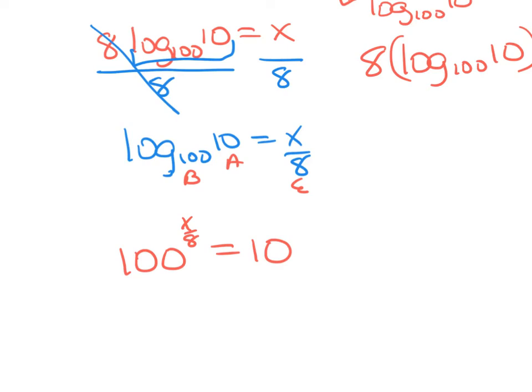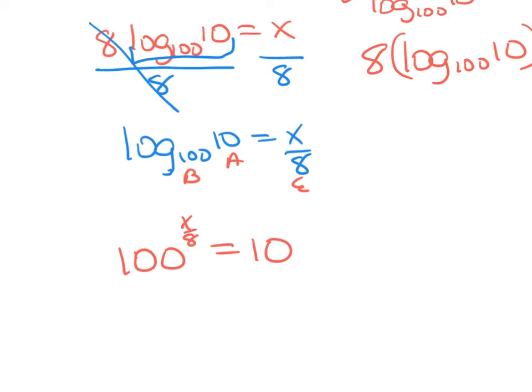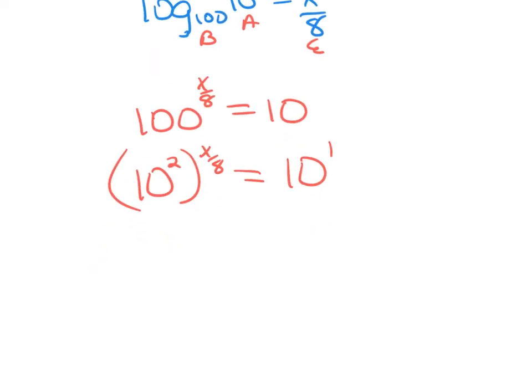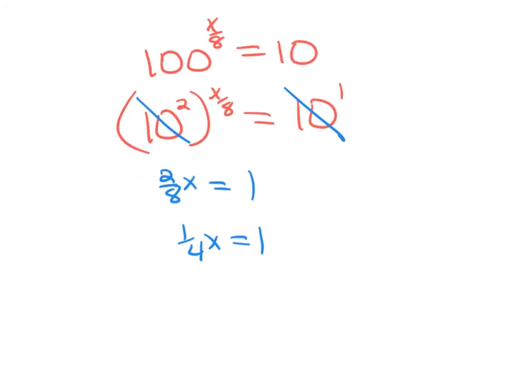I now need to change the base. What are the bases going to be? 10. Good. 100 becomes 10 to what power? Good. And then put the x over 8. I'm going to put a 1 on that 10. Get rid of the 10s. So 2 times x over 8 becomes 2/8 x equals 1, or 1/4 x. And to solve for x, I'll multiply by the reciprocal. And x equals 4.